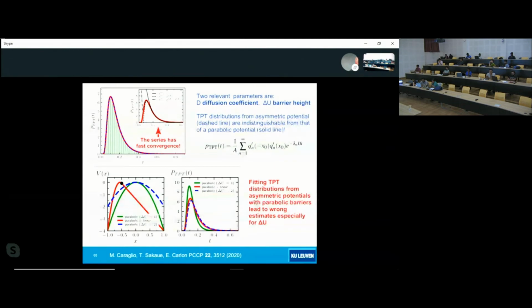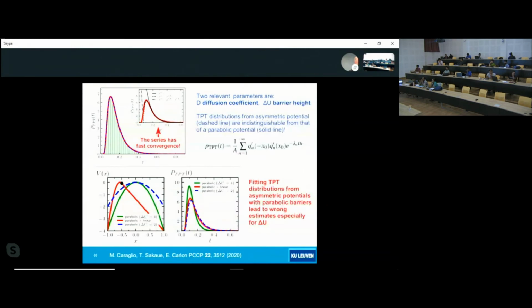Even if you go to a very asymmetric potential, you can always fit your data with a symmetric potential, but you have to be very careful, because the parameters that your analysis gives you are not the original parameters. If you were to fit the red curve data with the parabolic potential, you would say your barrier height is equal to 2, whereas your barrier height in the red curve is 4. So this leads to very wrong estimates, especially for delta U.